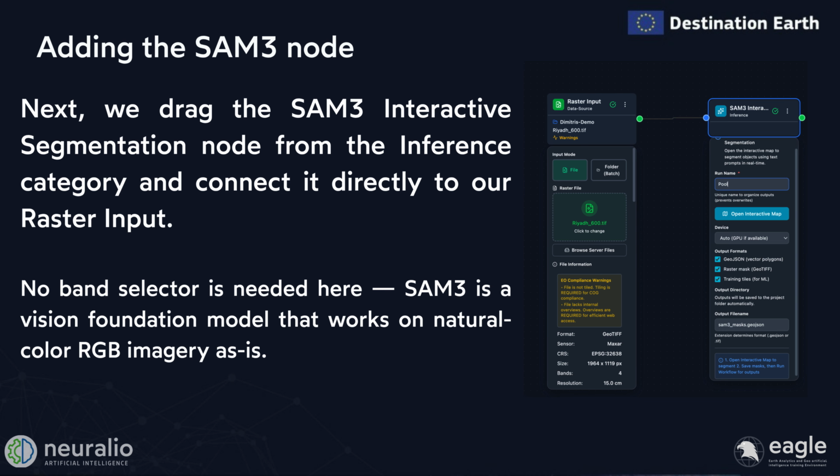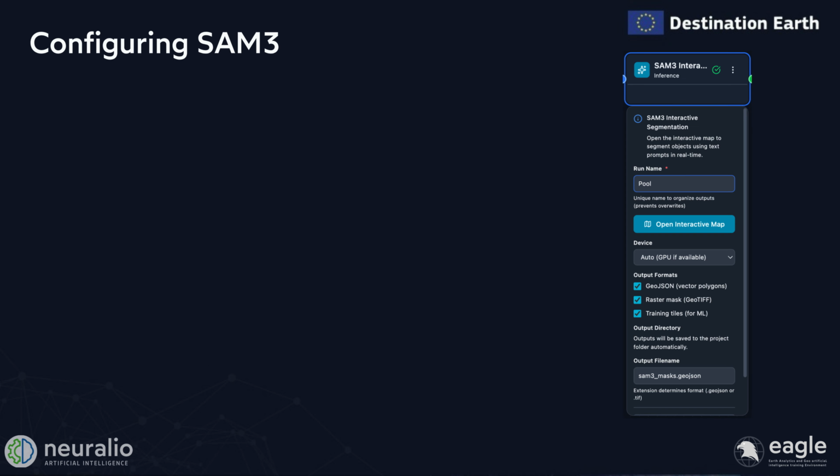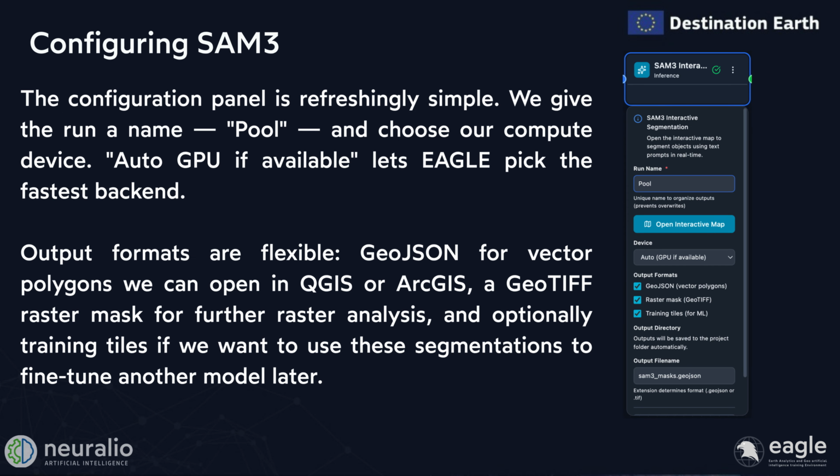Next, we drag the SAM3 Interactive Segmentation node from the inference category and connect it directly to our raster input. No band selector is needed here. SAM3 is a vision foundation model that works on natural color RGB imagery as is. The configuration panel is refreshingly simple.